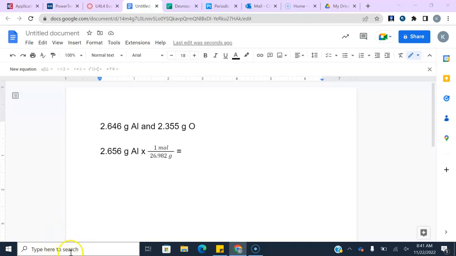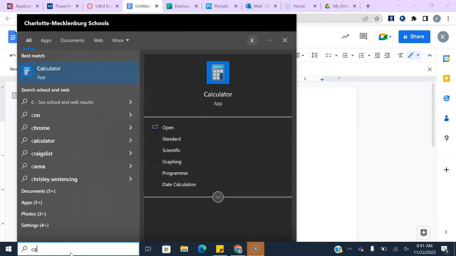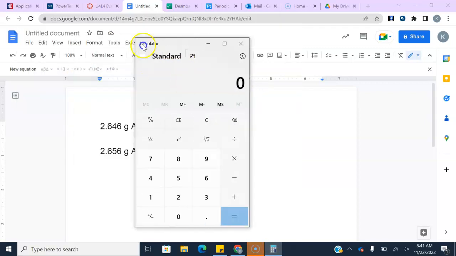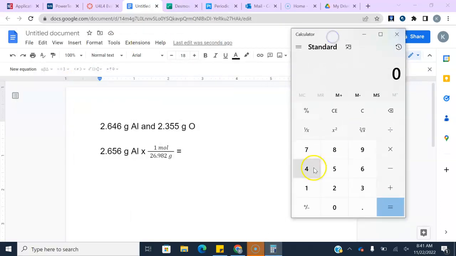So now let's do the math on this. So I'm going to go to my calculator. You could also use Desmos, the calculator on your phone, whatever you have available to you. So 2.656 divided by 26.982 equals 0.098.